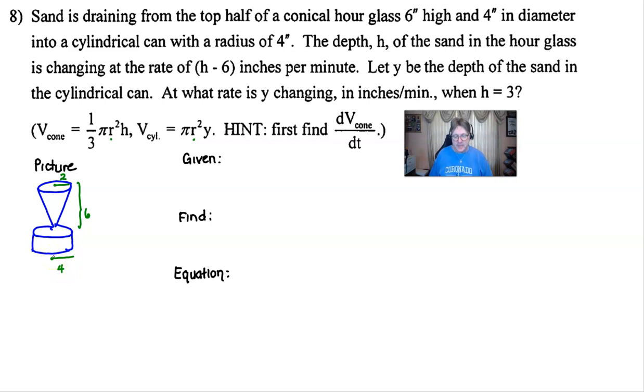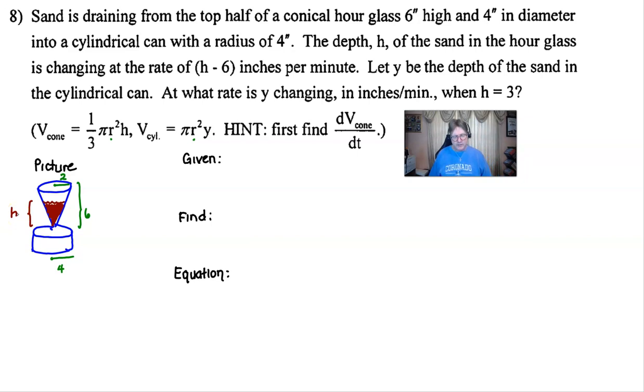And it says the depth h of the sand in the hourglass is changing at a rate of h minus 6. So let's put a little bit of sand in this hourglass. How about that? That's some sand. That'll work, won't it? Brown sand in that hourglass. And it says that that's going to have a height of h.